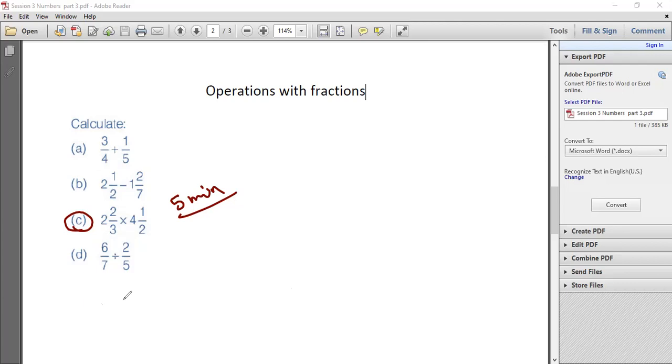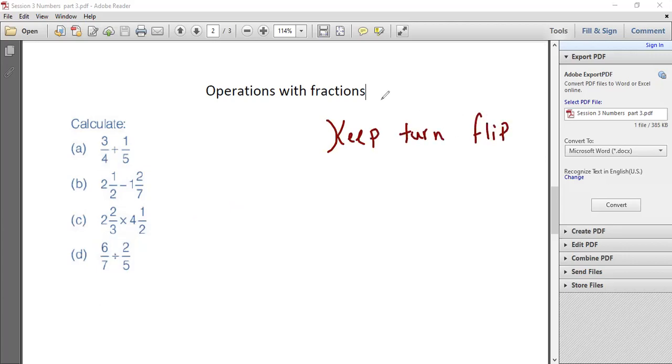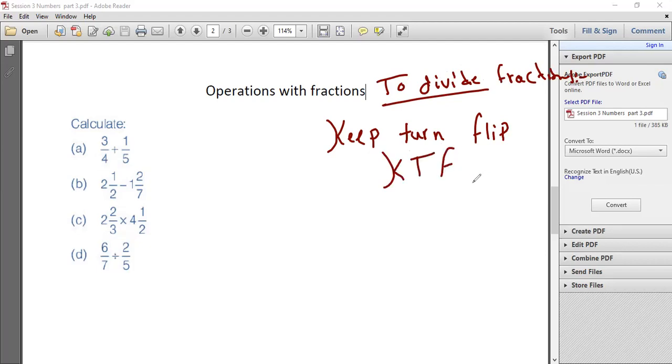Okay. How about the division? In divide, you use keep, turn, flip to divide fractions. Use keep, turn, flip. K, T, F.